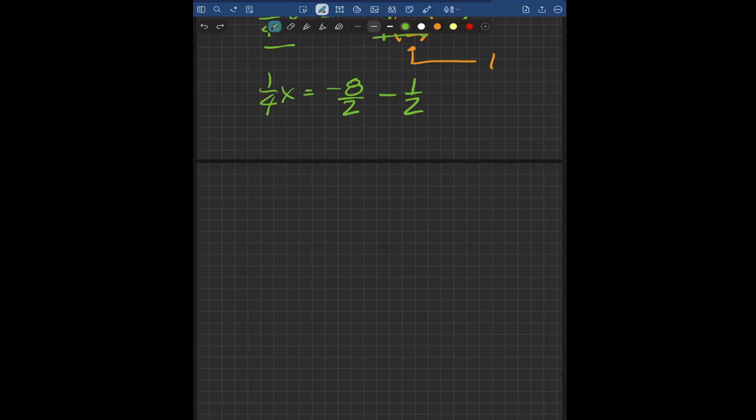But this allows us to see that there are negative 8 halves, and I'm going to subtract another 1/2, which means altogether I have negative 8. I'm going to subtract another 1, so I'm going to have negative 9 halves.